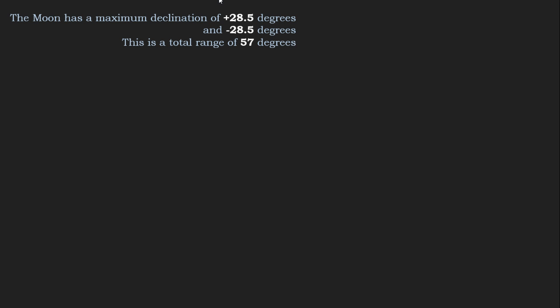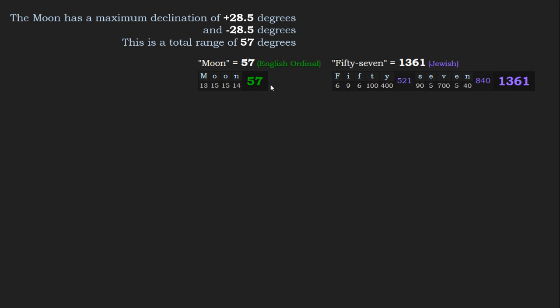First of all, the basic numerology of the moon. If you follow the moon in its path through the sky, you'll find that it has a maximum declination of 28.5 degrees, both north and south of the equator. This means throughout the course of a year, the moon will travel 57 degrees. Using the alphabetic order, the letter M is the 13th, O the 15th letter, and N the 14th. If you add up all the numbers in the word moon, it sums to 57.